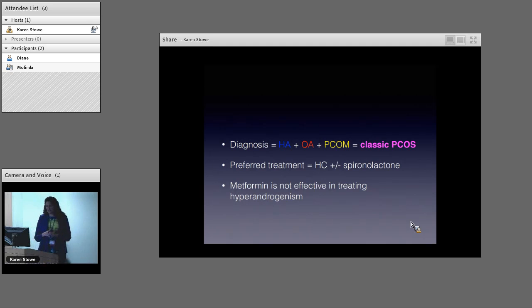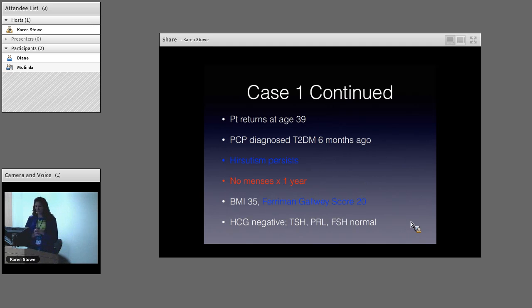So this case continues. She returns at age 28. She stopped OCP after 2 years, which was just difficult for her to remember. She continues to complain of hirsutism, and now she's noted that her menstrual cycles are irregular, occurring every 35 to 40 days. She has had other metabolic testing, and her insulin is elevated at 34, and her fasting glucose is normal, and her 2-hour glucose tolerance test is normal. So what would you recommend for treatment at this time?